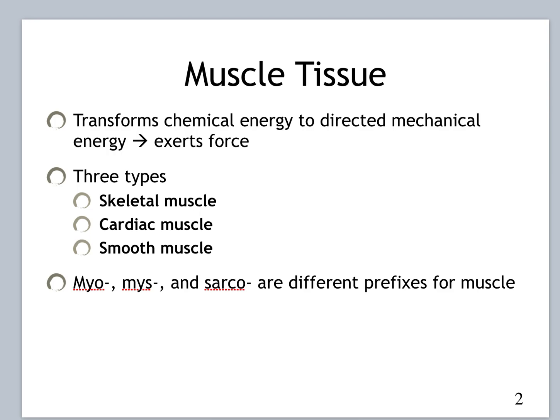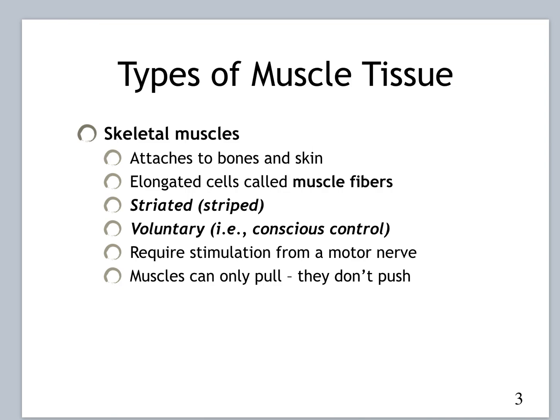The prefixes myo, mys, and sarco are prefixes for muscle. So when you see these prefixes, think in terms of something muscular. Skeletal muscles are striated and are voluntary control. That means they're controlled by the conscious mind. And remember, muscles can only pull, they don't push. They can only pull things together, they don't push things apart.